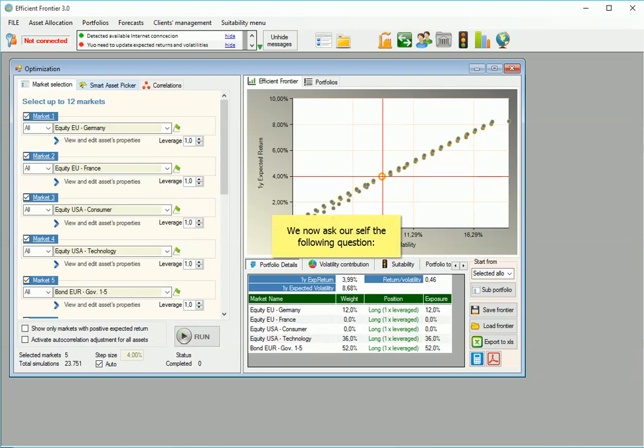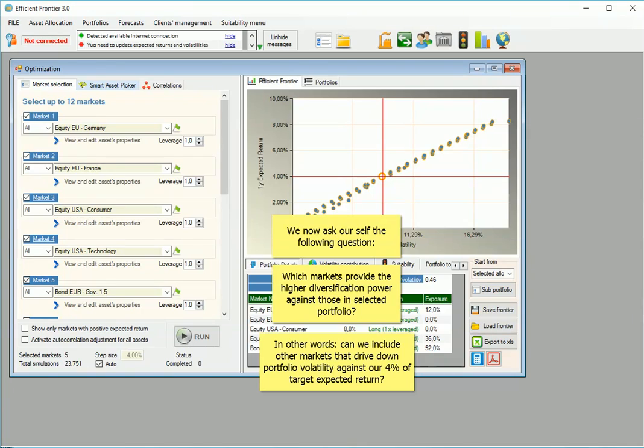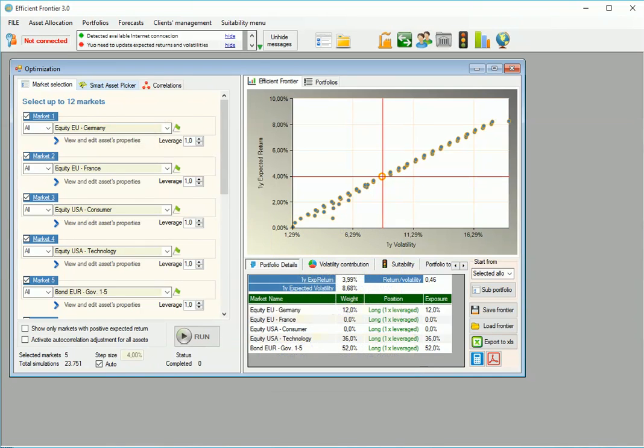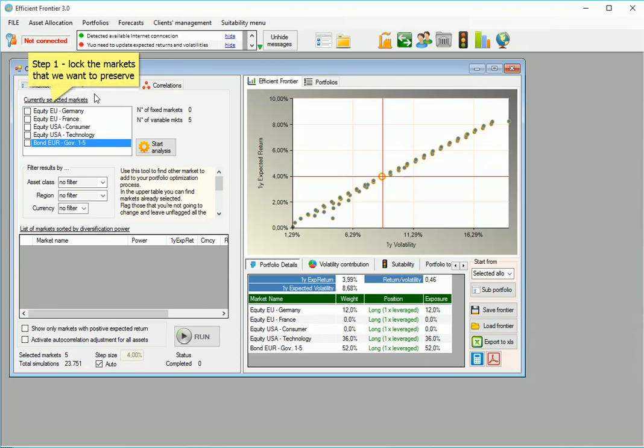We now ask ourselves the following question. Which markets provide the higher diversification power against those in the selected portfolio? In other words, can we include other markets that drive down portfolio volatility against our 4% target expected return? To quickly answer this question, we can use the Smart Asset Picking tool. Step 1. Lock the markets that we want to preserve, those in our 4% yielding portfolio.